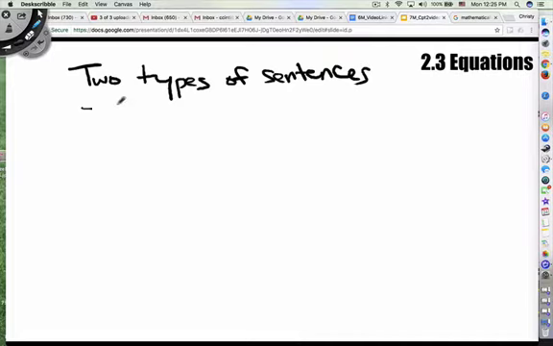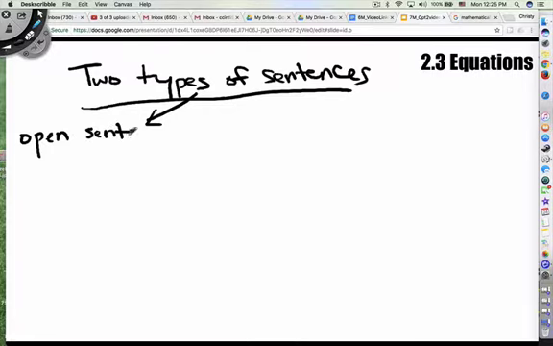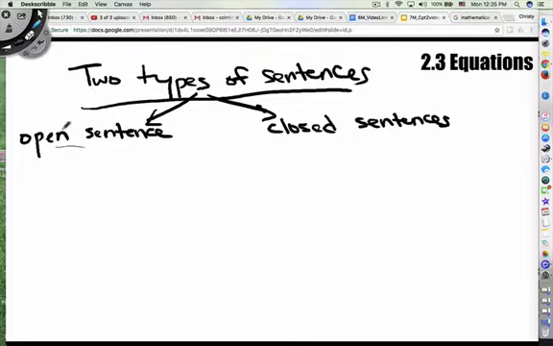There are open sentences and there are closed sentences. An open sentence means that it's open for business. It's open for interpretation, I guess.